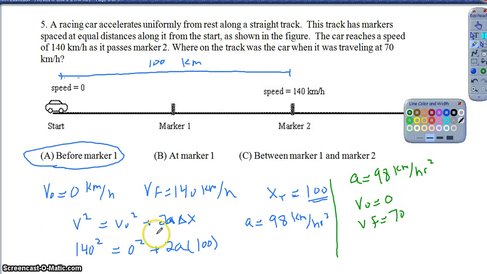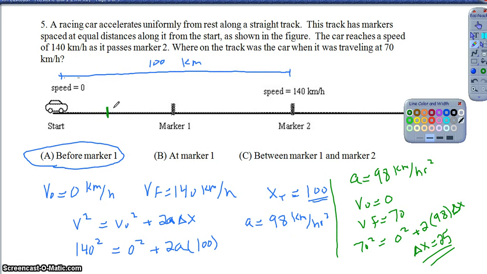If I jump right back to this same equation, I'm just going to solve for delta x instead of a. So I'm going to do 70 squared equals 0 squared plus 2 times whatever acceleration I found. Again, if you used a different number, just use whichever acceleration you're using, and then times delta x. The key here is when I solve this, based on my numbers, I'm actually going to get delta x equals 25. No matter what numbers you used, you should have figured out that delta x is only about a quarter of the total distance that you worked with. Okay, so delta x equals 25. That tells me that this car is going to reach 70 kilometers per hour somewhere before marker 1.